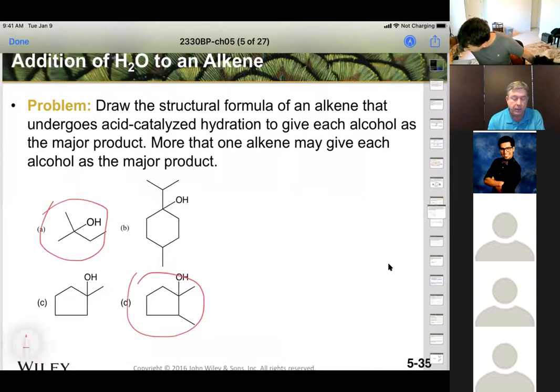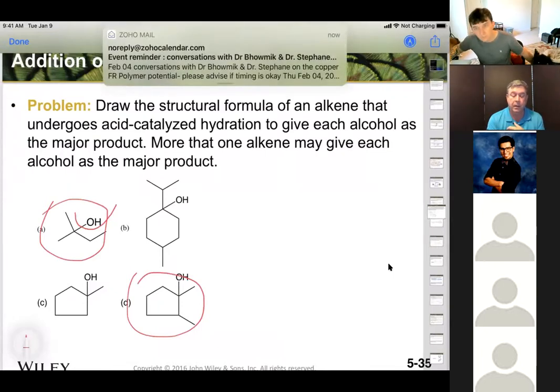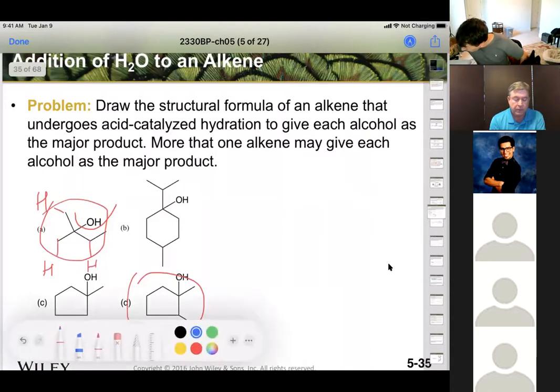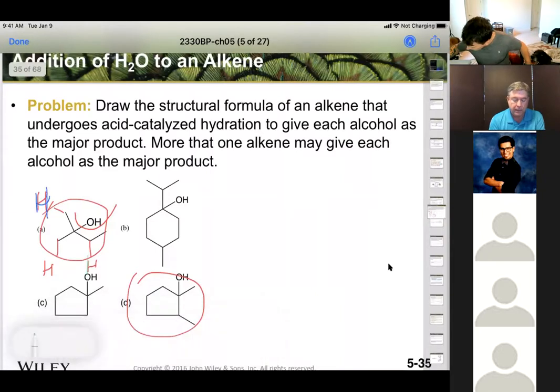So if we have this, we have a couple different options here, but we want to make sure that this OH is our major product, which means we have to break that bond, and then find somewhere to take a hydrogen. In this case, we can take a hydrogen from here, here, or here to make that product. So a variety of different alkenes can make that alcohol. Let me do them in different colors: a blue hydrogen, a red hydrogen, and a green hydrogen.